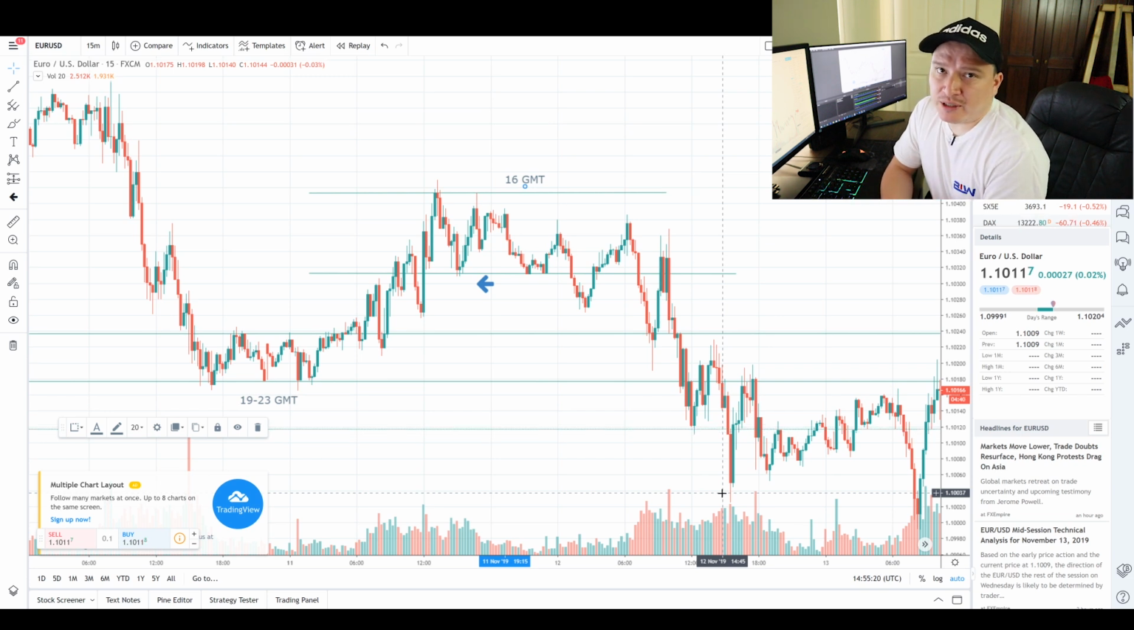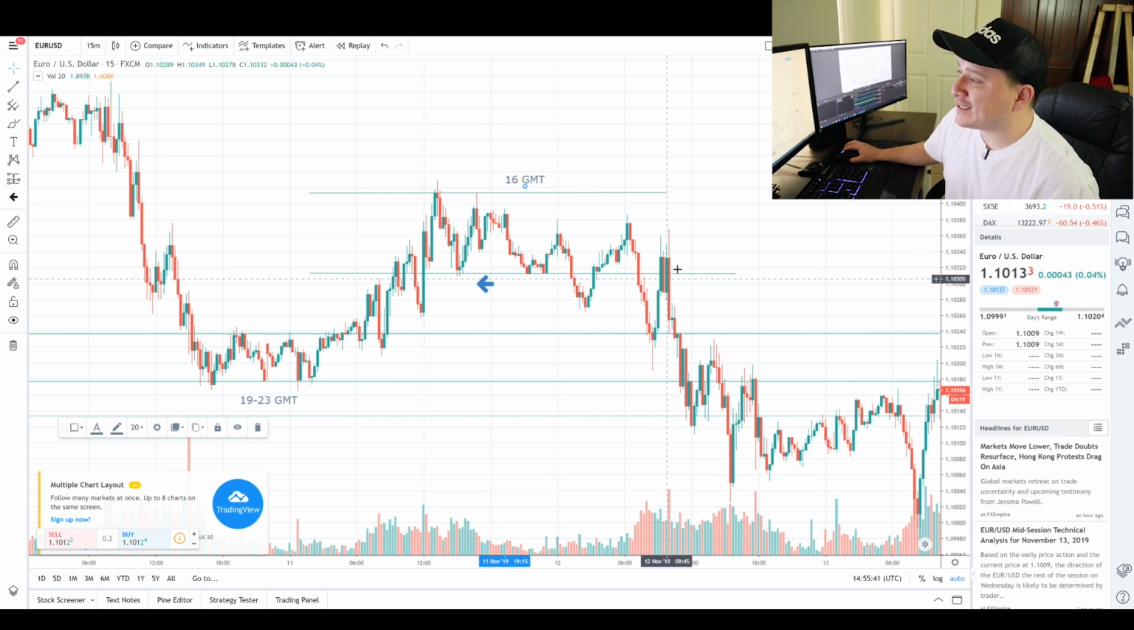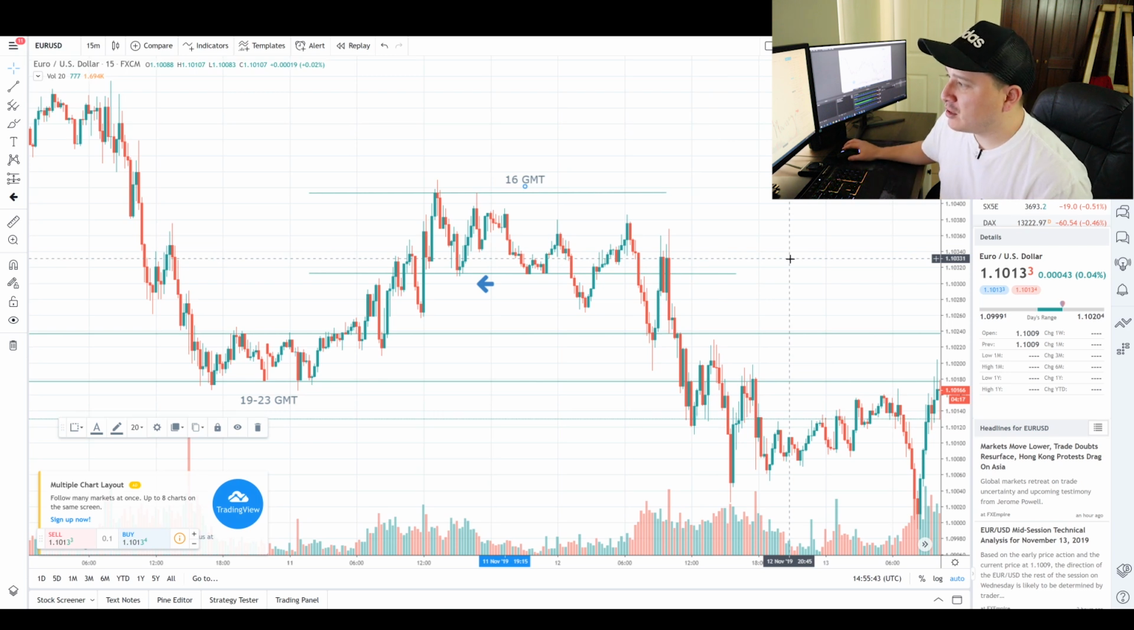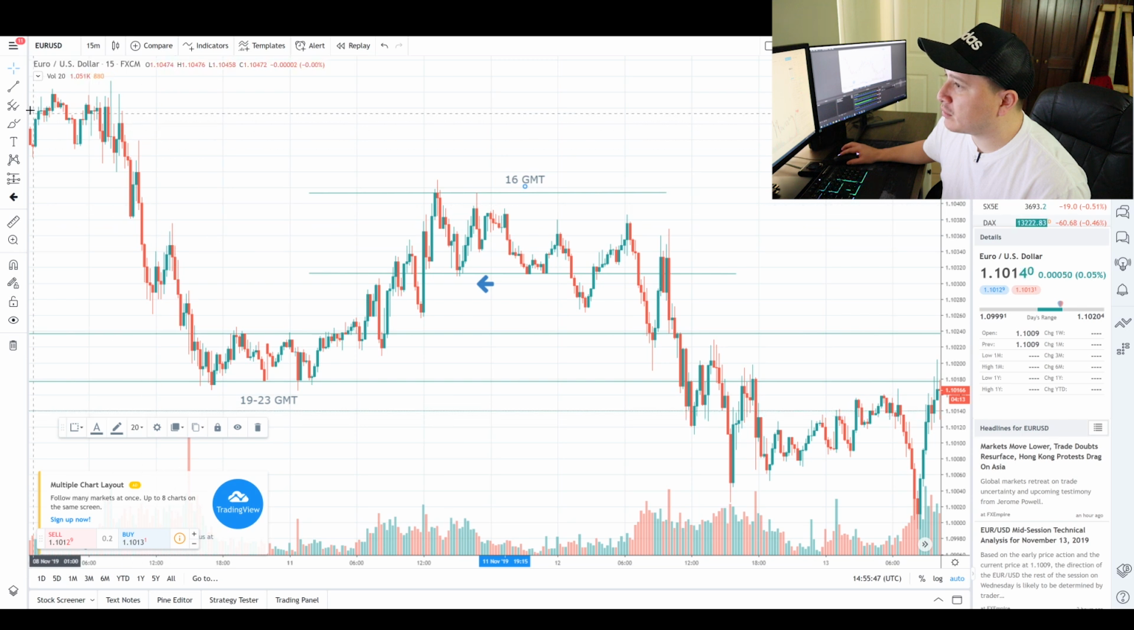Now, 19 to 23 GMT is the most stable market in the world, all right? At least for the most common pairs, which are Euro USD, GBP USD, USD CAD, AUD USD, USD JPY, and Euro GBP, GBP USD as well. And if you notice around 16 GMT, the volatility is a little bit higher, which means that, for example, here, there was a cool support right here.